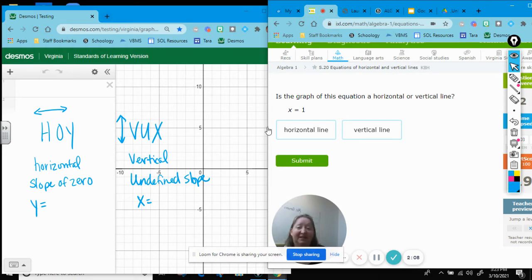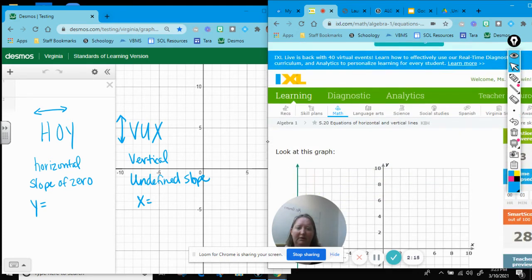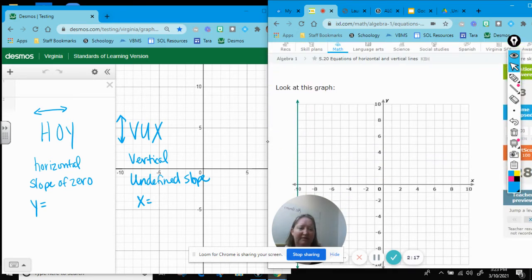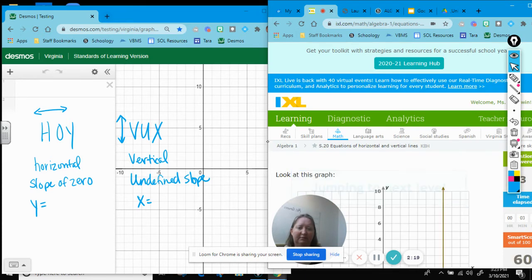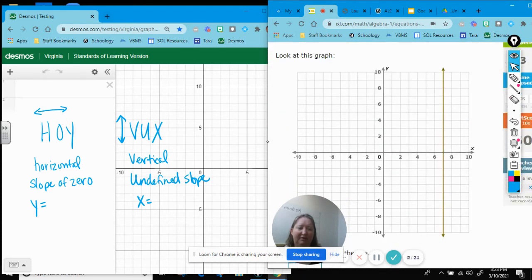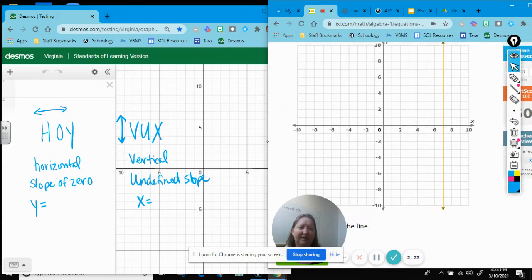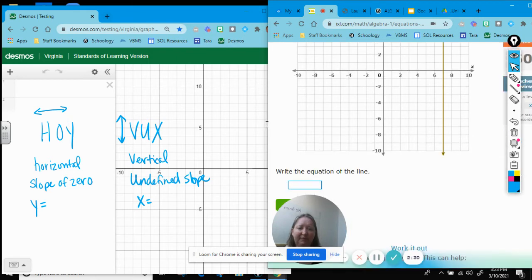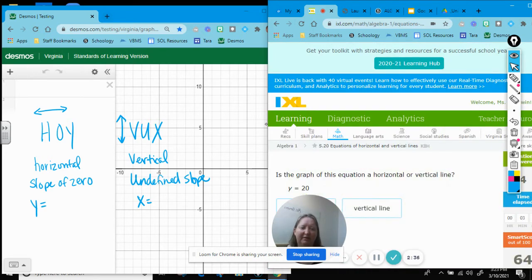This is an x is equal to, so I go straight over here. I know that that's a VUX. That's a vertical line. Okay. I wish they'd give you one that was different. Okay, another vertical line. We'll just look at it anyways. It's vertical, so you know it's VUX. And then what number is it crossing at? 7. So we come down here and we write x is equal to 7. I hope the next question is a horizontal, so we can go over that.